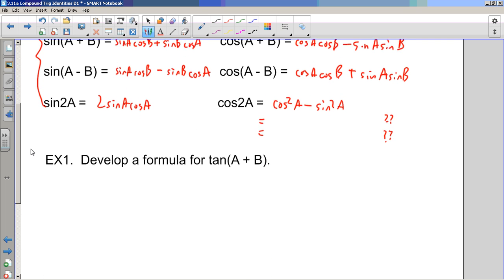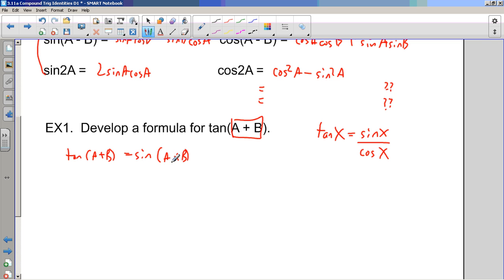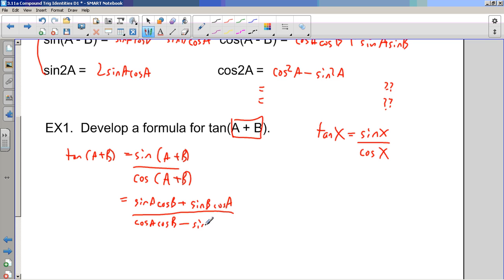Oh, and look, and we're going to develop a formula for tan. And this is actually pretty nasty, this one. But we'll get to it. Notice that the tan of any angle is the sine of that angle over the cosine of that angle. And so the tan of A plus B is equal to the sine of A plus B over the cos of A plus B. Right? And then now these are the formulas that we just developed. And how's that going to look? Sine A cos B plus sine B cos A all over cos cos minus sine sine.